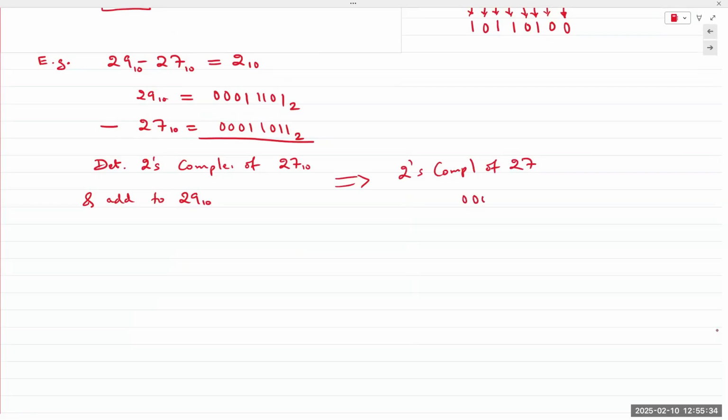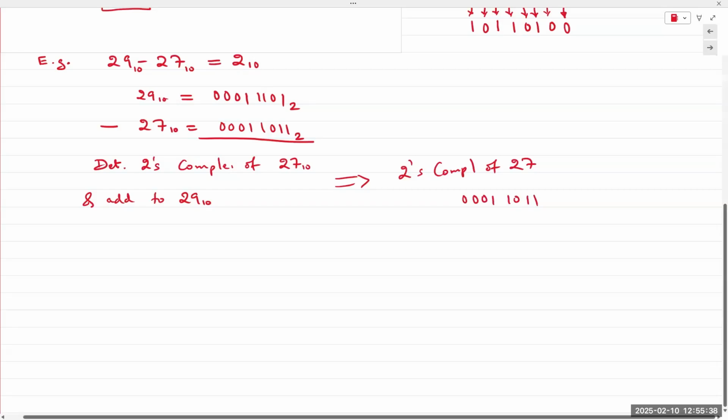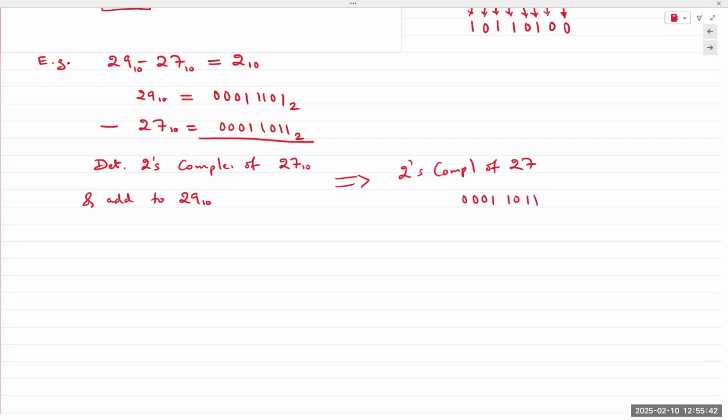So we have 0001 1011. Well, the first digit itself is a 1. So if I copy it down, I need to flip everything. So I should get, let's see, 1. I copy this down, so I get 1. And then I flip the rest. So I get 1110 0101. Right? That's direct copy.